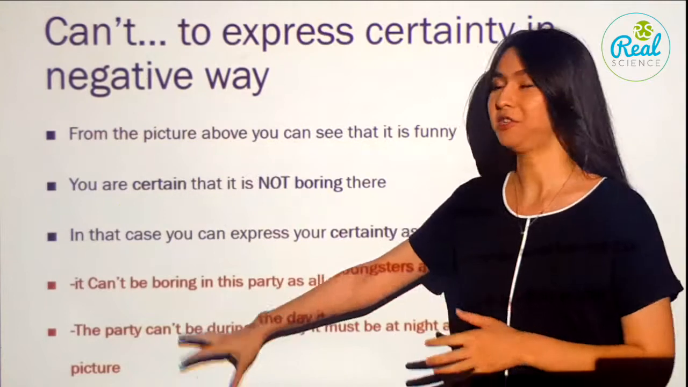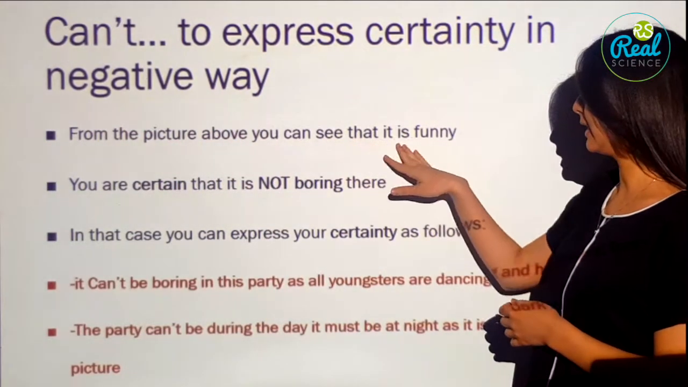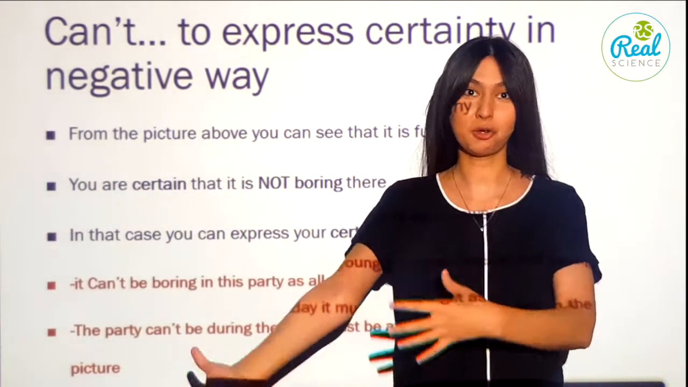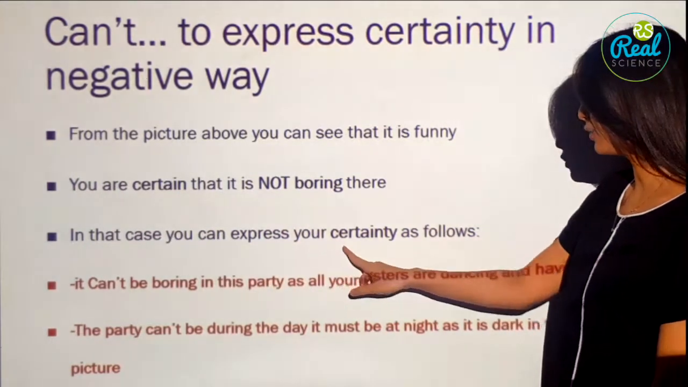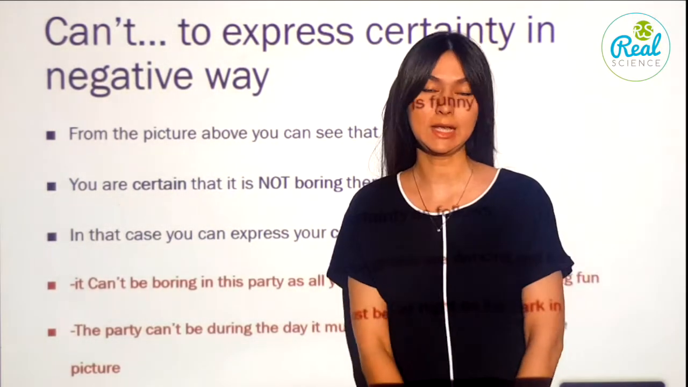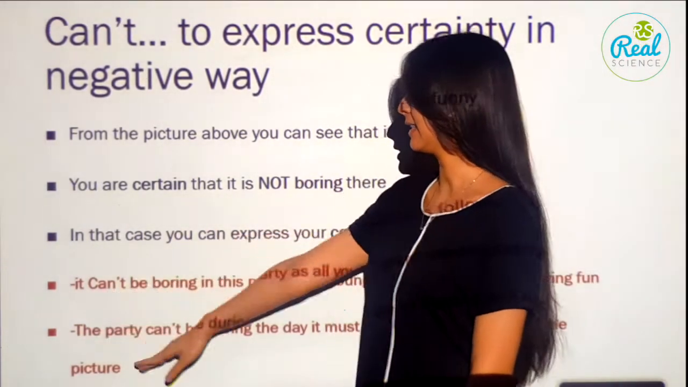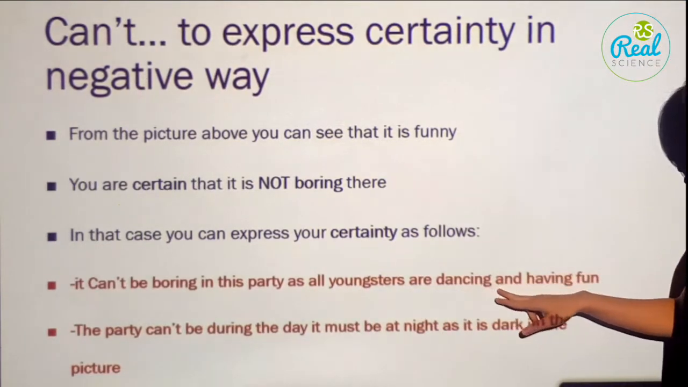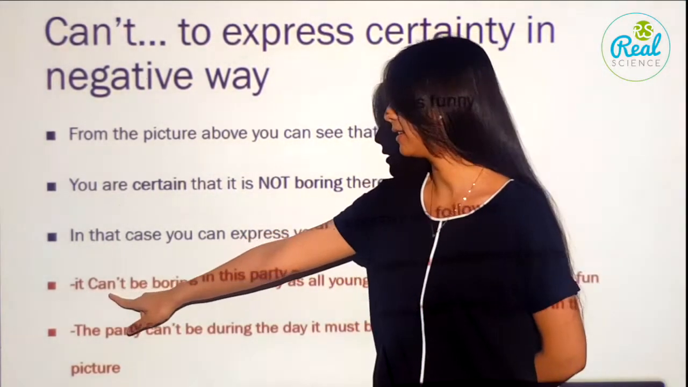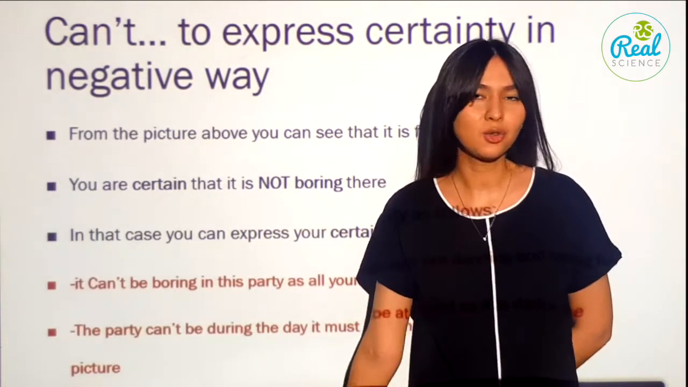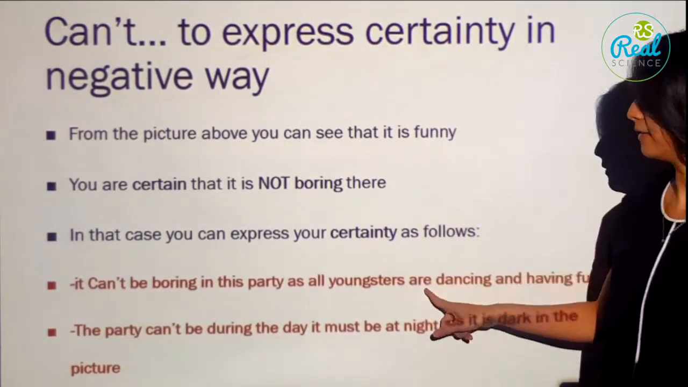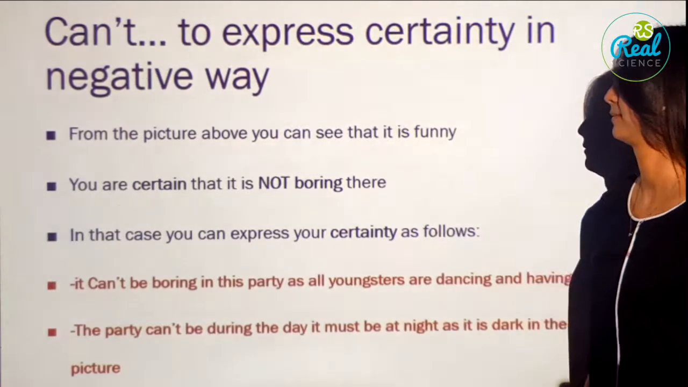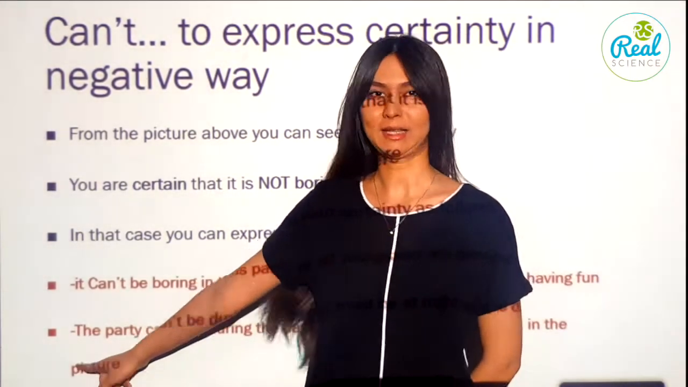Now look at the summarization, okay? From the picture above, you can see that it is funny. You are certain that it is not boring there. So you are 100% sure that it is not boring there. In that case, you can express your certainty as follows. So your certainty in negative way as follows. Look at the examples. So it can't be boring in this party as all youngsters are dancing and having fun. So here you can see it can't be boring. То есть там не должно быть скучно, потому что все, да, все юноши, они танцуют. Okay, good.